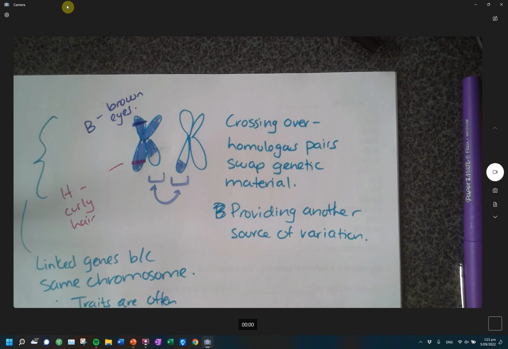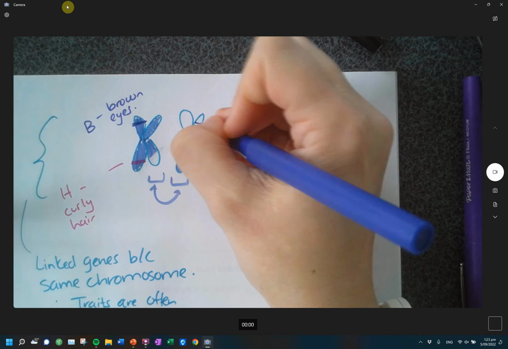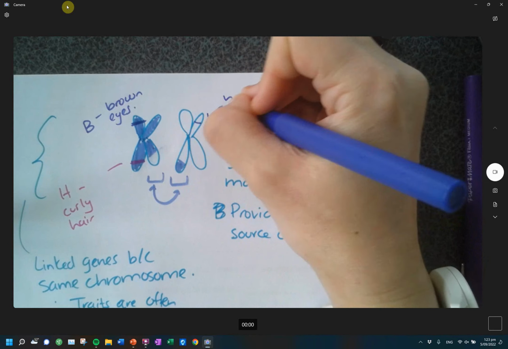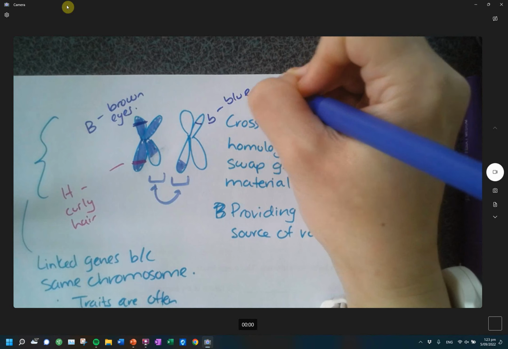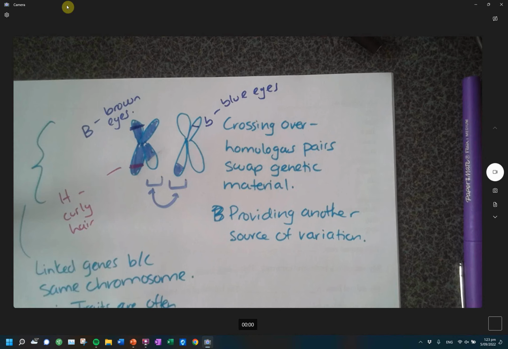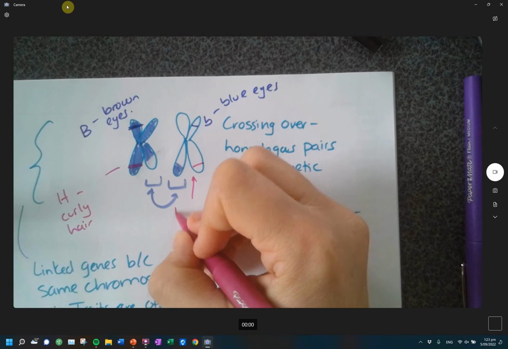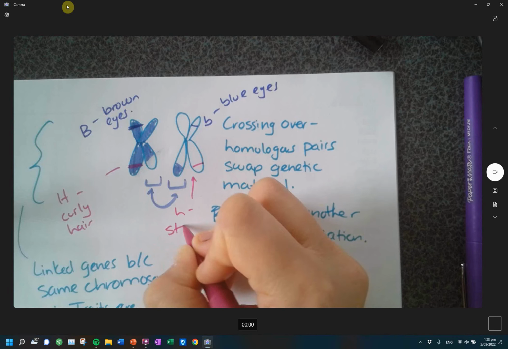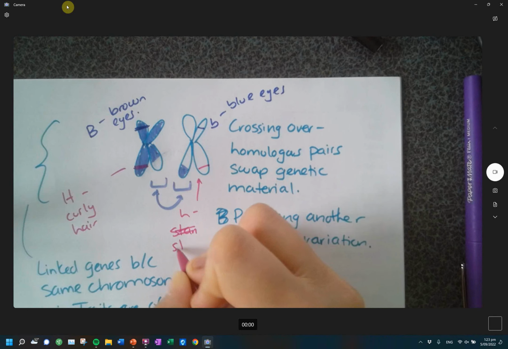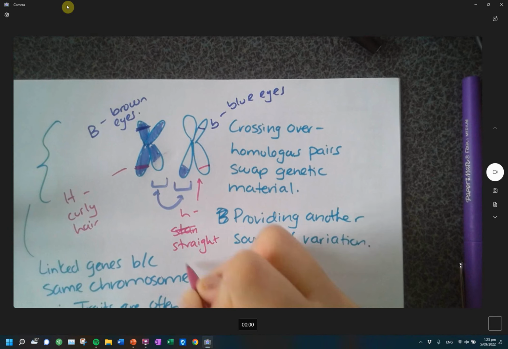So maybe, for example, on the white chromosome, I have the little b for blue eyes, and I have the little h for straight hair. Does that make sense?